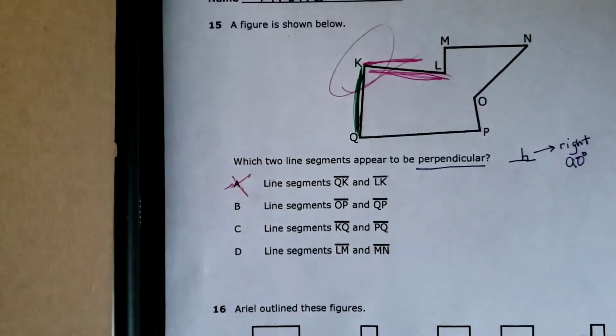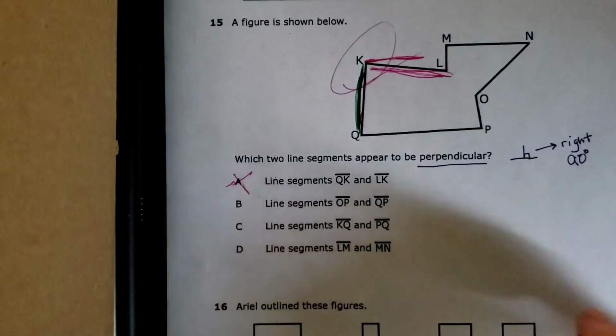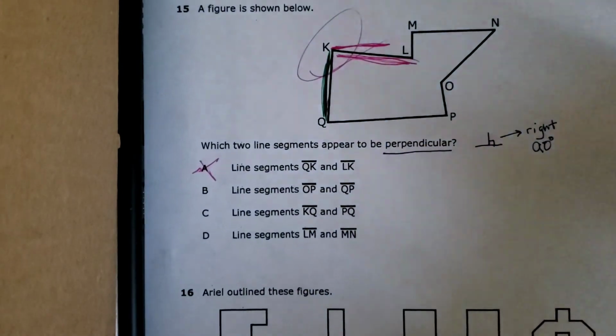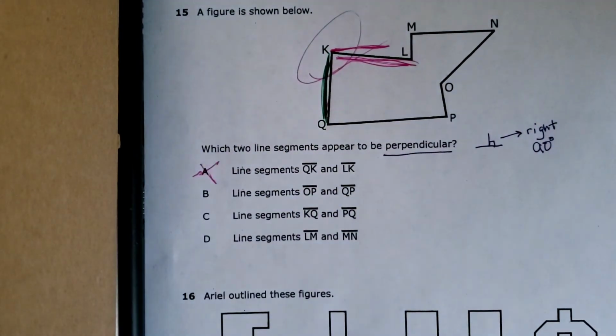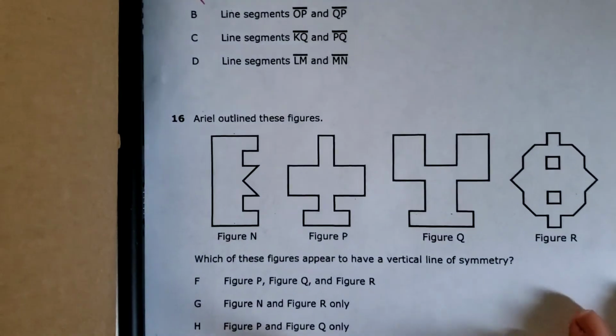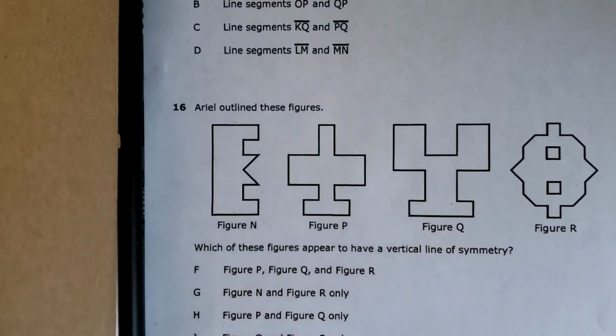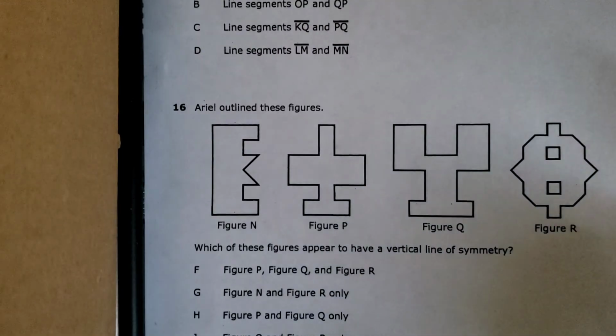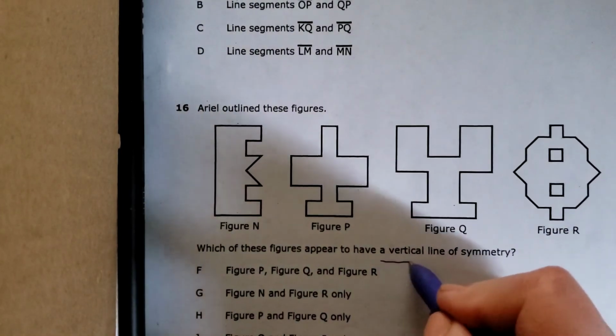So you are responsible for doing the same thing for B, C, and D. Please go ahead and move your paper around because that's going to help you see, is that truly a nice corner, straight angle? All right, and the last one, you guys love to do these, and these are quite simple, but there is one word that could trick you. It says, Ariel outlined these figures. You see figure N, figure P, figure Q, and figure R. Which of these figures appear to have a vertical line of symmetry?